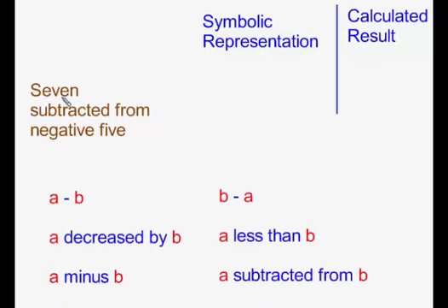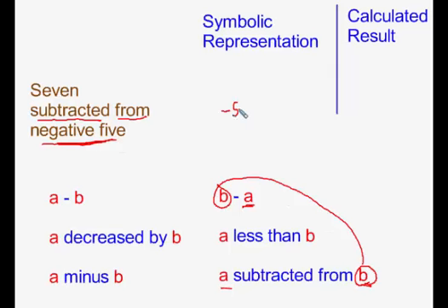Here's a problem where we want 7 subtracted from -5. Whenever you see the words subtracted from, the order of the numbers in the word statement is reversed relative to the symbolic representation. Notice that the 7 comes at the beginning of the word statement, but at the end of the symbolic representation. And the number at the end of the statement, being -5 here, ends up at the beginning of the symbolic representation. So the -5 at the end of the statement will be written first in my symbolic representation.